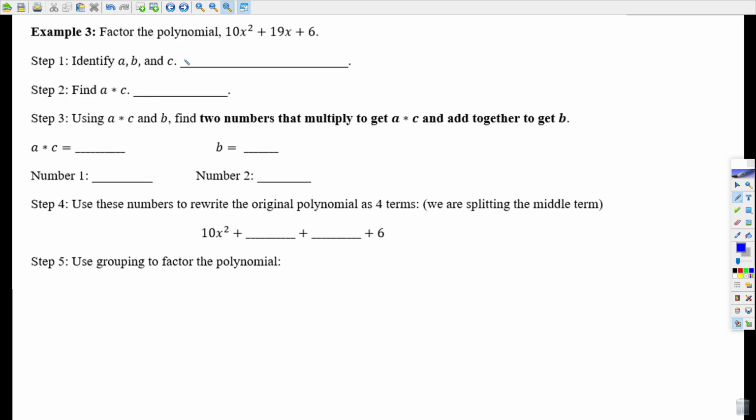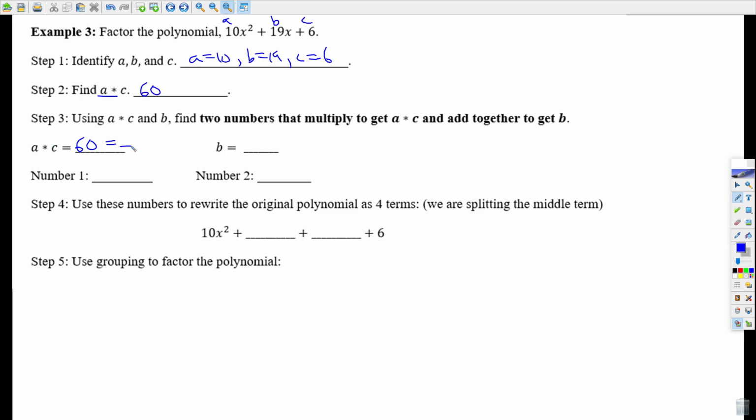All right, so we're going to factor 10x squared plus 19x plus 6. So A, B, and C, I'm just going to label them up here. A is 10, B is 19, C is 6. Remember, find A times C. That's 10 times 6. So that is 60. Using A times C and B, we're going to find two numbers that multiply to get AC and add together to get B. So you're multiplying to get 60.